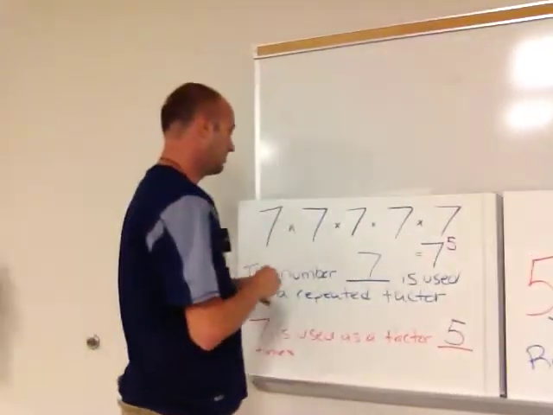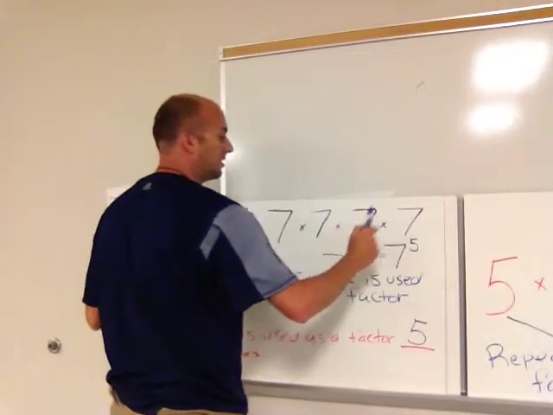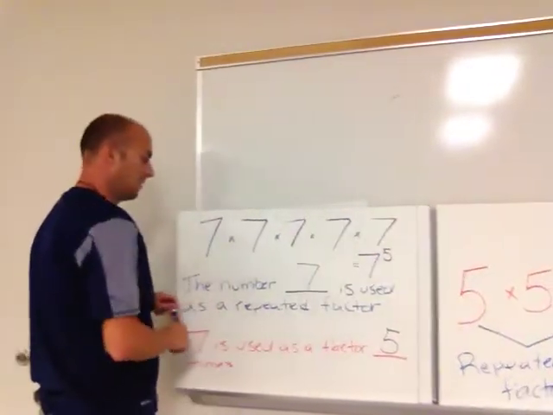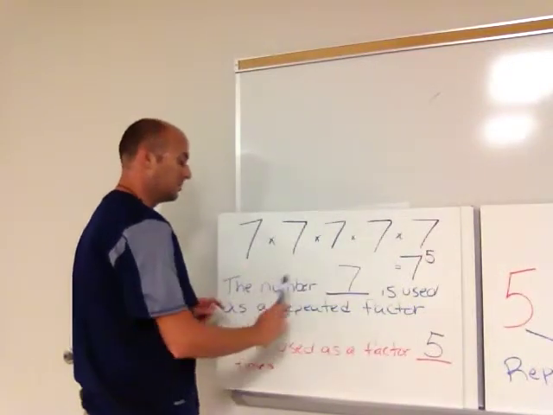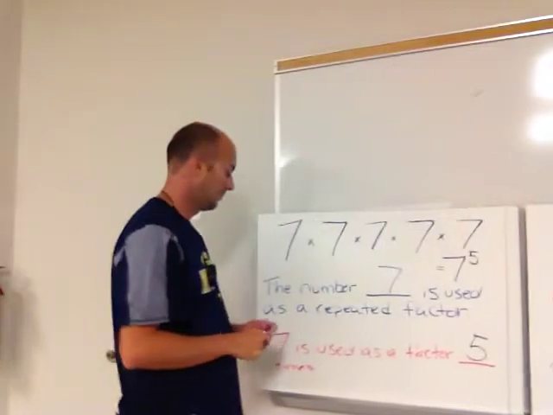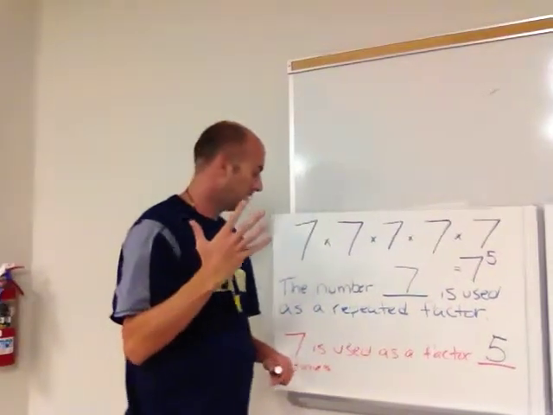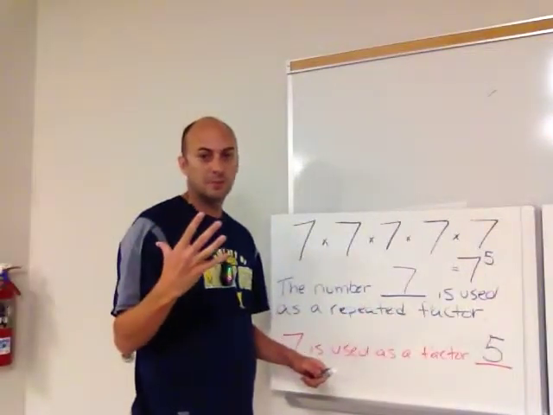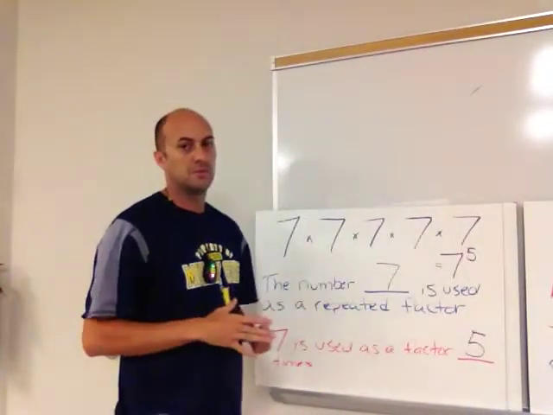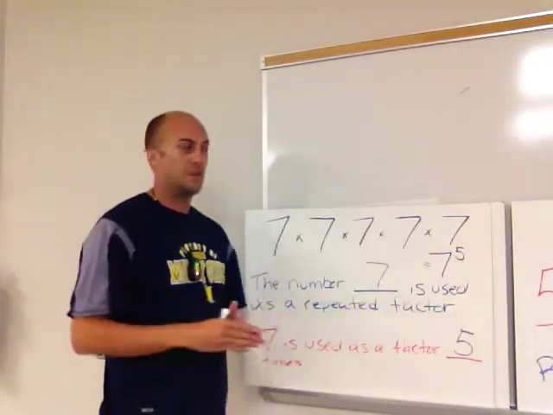Okay, so 7 times 7 times 7 times 7 times 7. The number 7 is being used as a repeated factor over and over again. 7 is used as that factor 5 times. So if I'm going to write that in exponent form, 7 to the 5th power. 7 multiplied by itself 5 times.